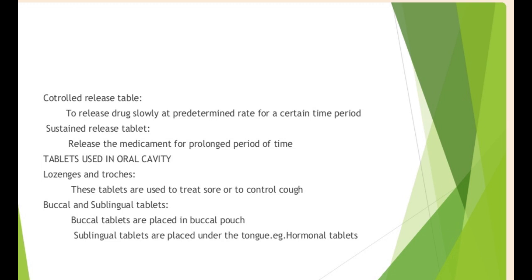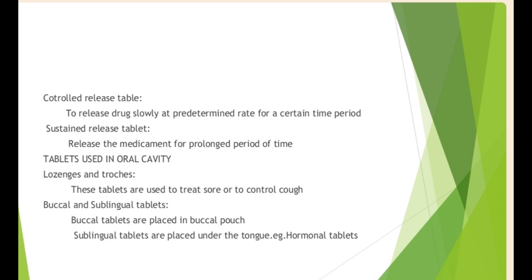Next, buccal and sublingual tablets. Buccal tablets are placed in the buccal pouch or between the teeth and cheek. Sublingual tablets are placed under the tongue. These tablets are intended to be held within the oral cavity where they dissolve or disintegrate quickly and are absorbed directly into the blood vessels of the oral mucosa without passing into the alimentary canal.